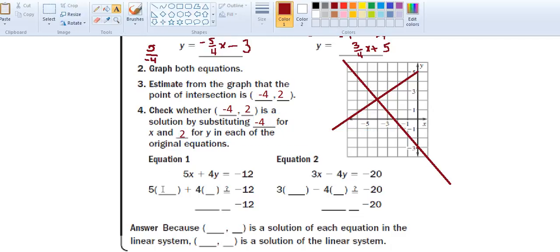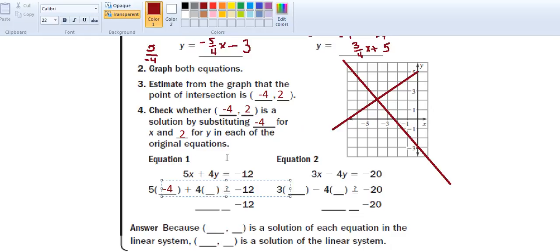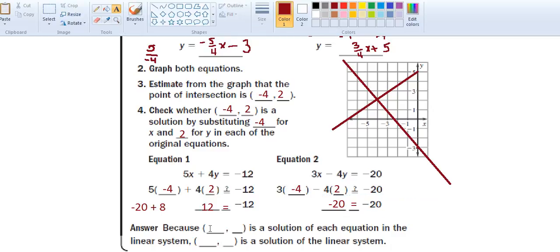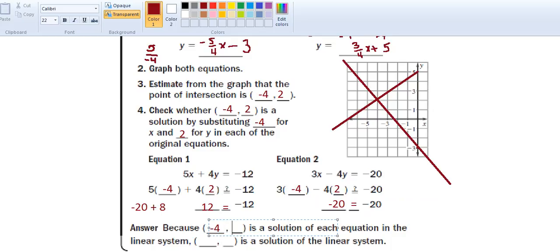So what we're going to do is put the negative 4 right here. We're going to put the 2 right here. And then we're going to put a negative 4 all the way over here, and a positive 2 here, and check if those work. Go ahead and pause and check if those work. Now for me, they both worked. I got 12 equals 12 on equation 1, and then negative 20 equals negative 20 on equation 2. Because negative 4, positive 2 does seem to work in both of these, we're going to say that negative 4, positive 2 is the solution of the linear system.